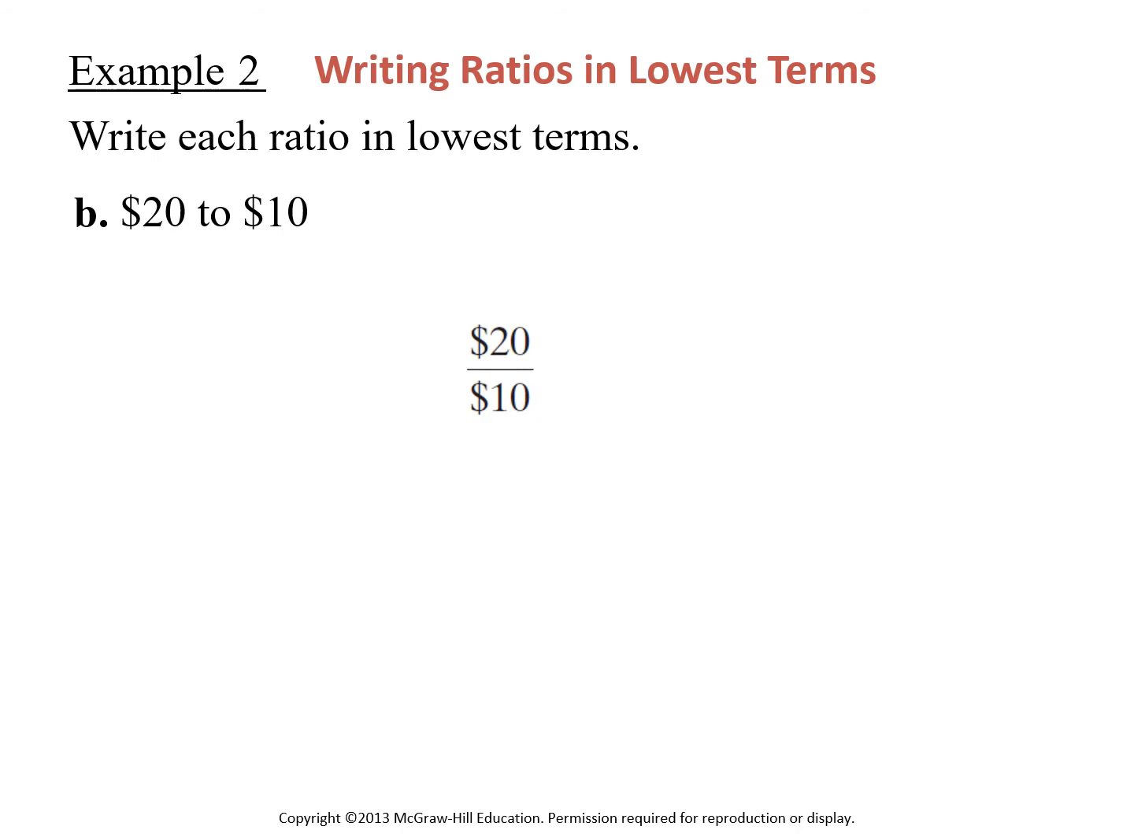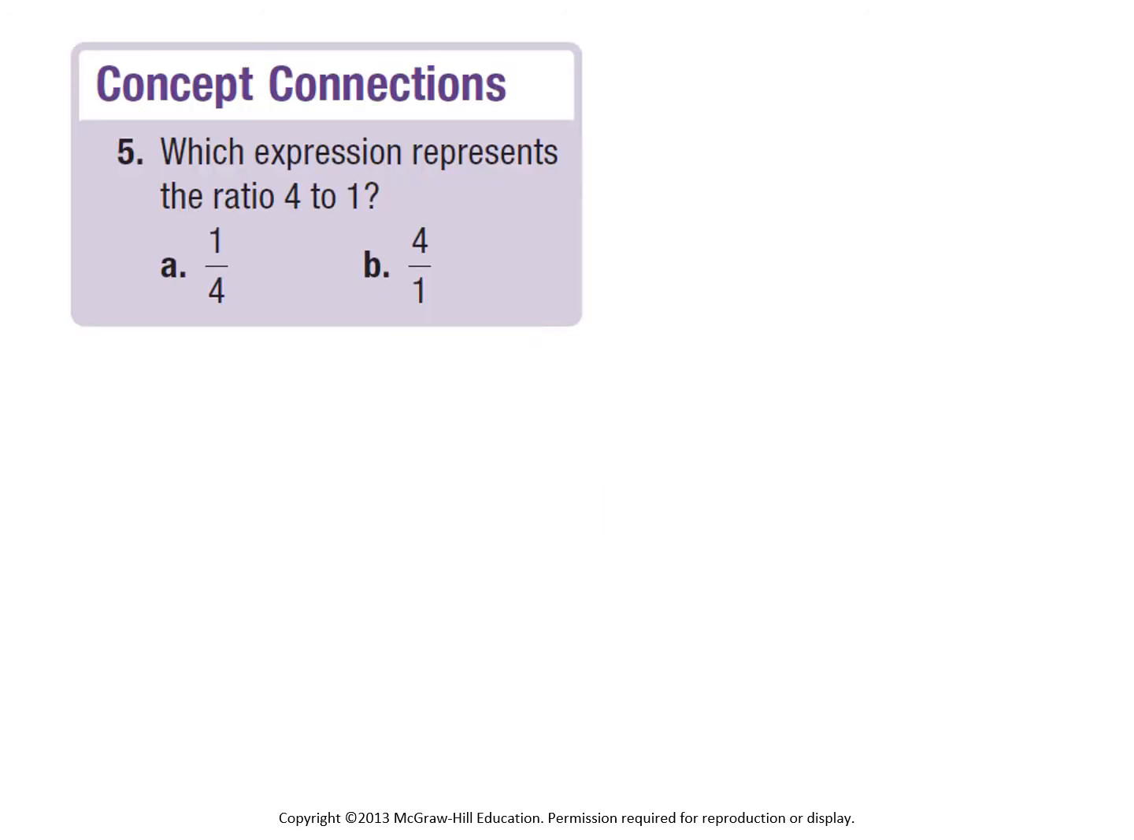$20 to $10, our dollars cancel. 20 divided by 10 is 2. But a ratio is a comparison of two quantities, so we couldn't just write 2. We have to write 2 to 1. Which expression represents the ratio 4 to 1? Well, clearly 4 to 1 is the choice with 4 in the numerator.